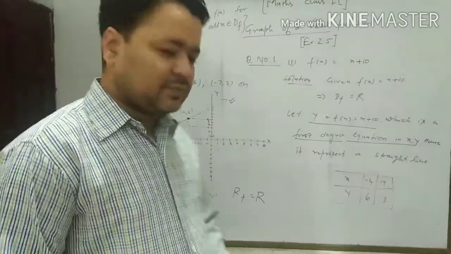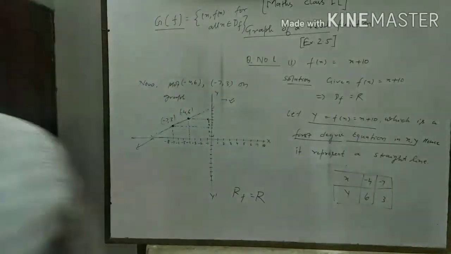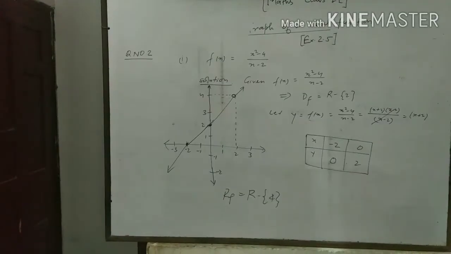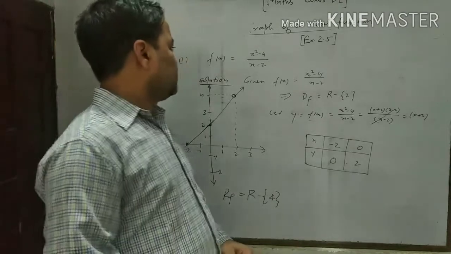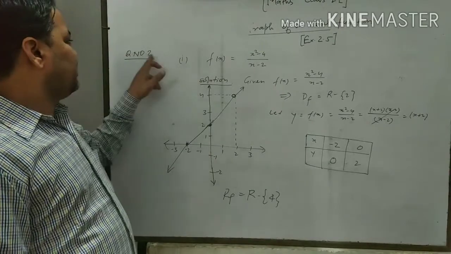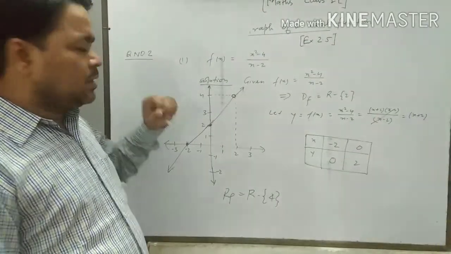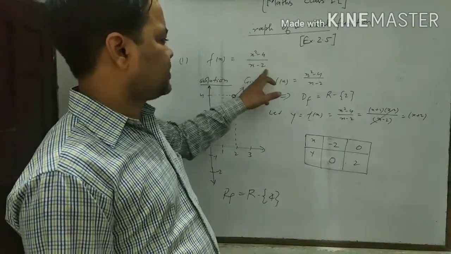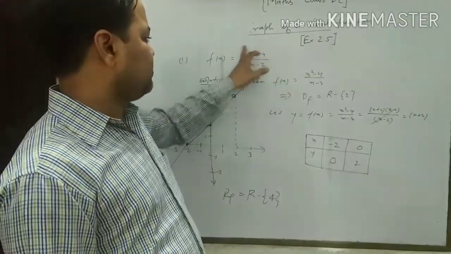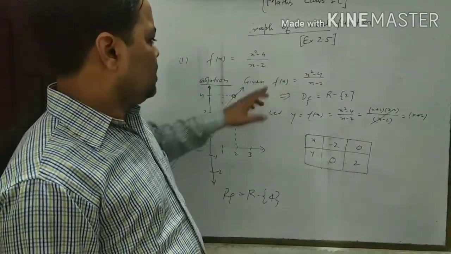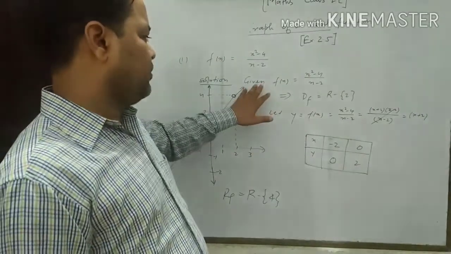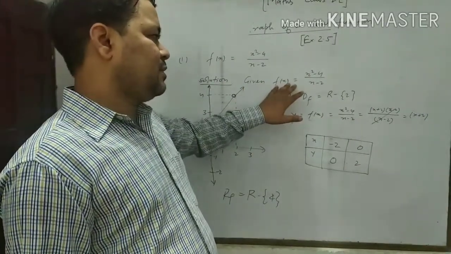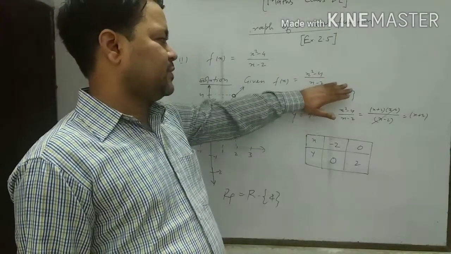Let us see one more question. Let us see the second question. The given function is f(x) equals (x square minus 4) upon (x minus 2). This is the given function. How do we start the solution? Given the definition of the function is (x square minus 4) upon (x minus 2).